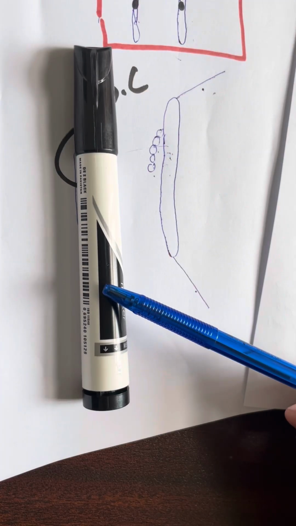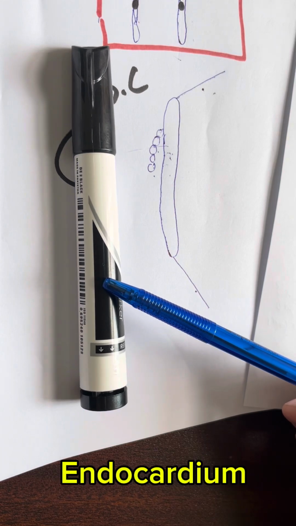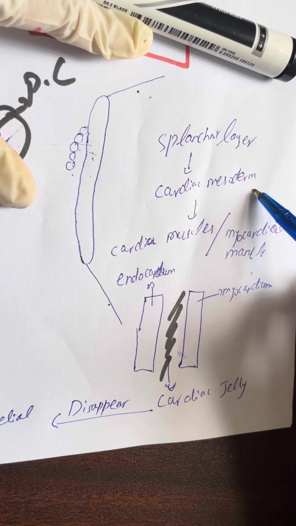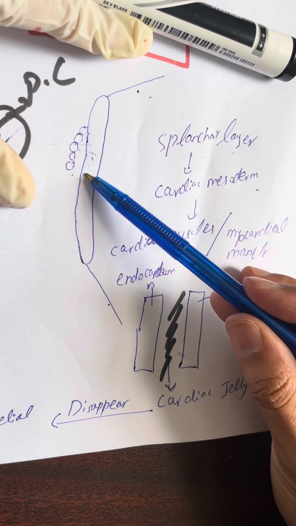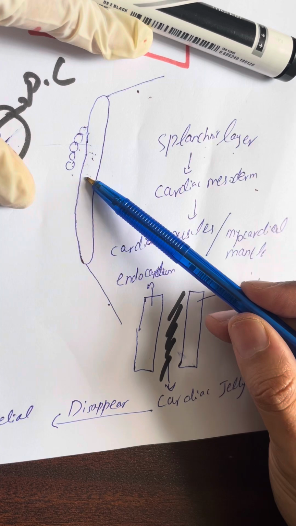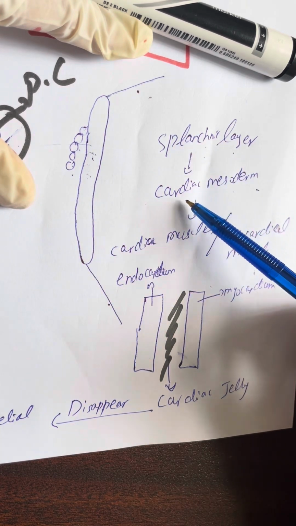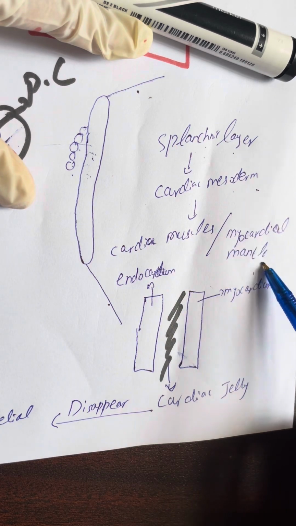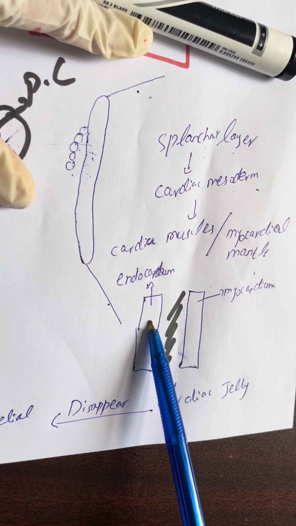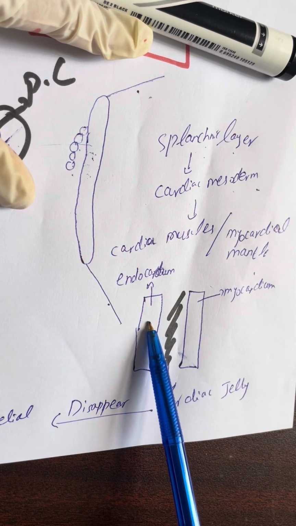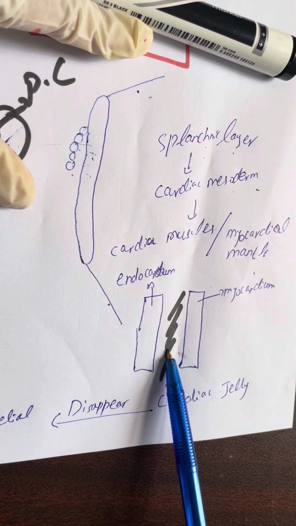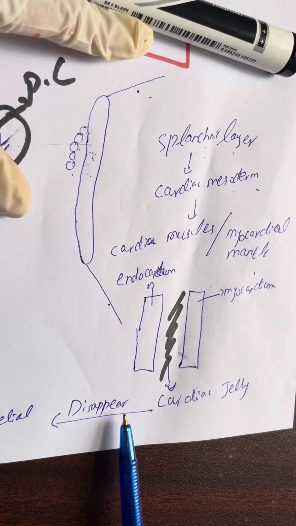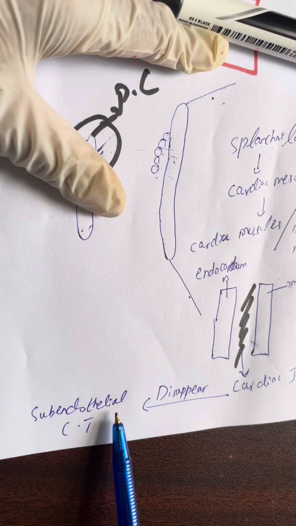The first layer which forms in the heart tube is endothelium, which is here called the endocardium. This flow chart will show you the formation of the cardiac muscles. The splanchnic layer, when it starts investing into the heart tube, which is already formed by the endothelium, forms the cardiac mesoderm. That cardiac mesoderm will form the cardiac muscles, which is also called the myocardial mantle. Now the two layers are formed, the endocardium and the myocardium. This is endocardium, this is myocardium. Between both of them is a very thin connective tissue layer which is called the cardiac jelly. This cardiac jelly, when it disappears, will form the subendothelial connective tissue.